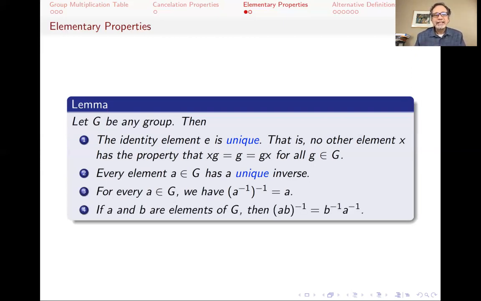And the last thing is that if A and B are elements of G, then (AB) inverse is the same as B inverse A inverse. Order matters because groups are not commutative, so it's not A inverse B inverse. This is an example of a shoes and socks theorem. If you put on your socks and then shoes, but then you want to take them off, you have to take off your shoes first, then socks. And this is the same thing. AB is two operations in an order. If you do AB and then you want to undo it, you have to undo B first and then A.